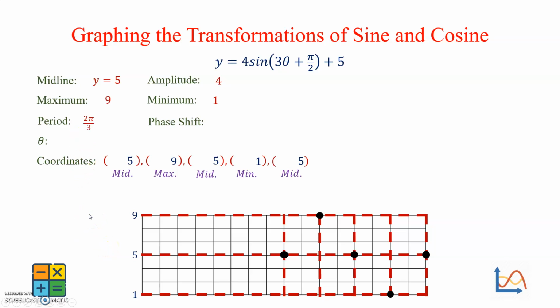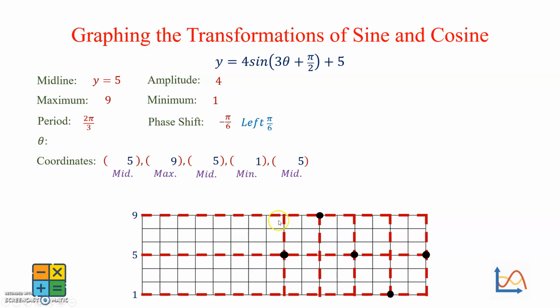Period. Period is going to be 2 pi over 3. Phase shift, negative c divided by b, which would eventually give us negative pi over 6, which means the phase shift is left pi over 6. Now we can begin to bring our attention to theta. Theta will represent the values horizontally.